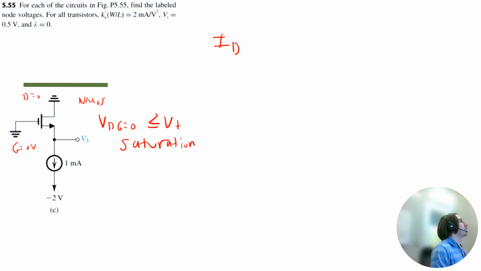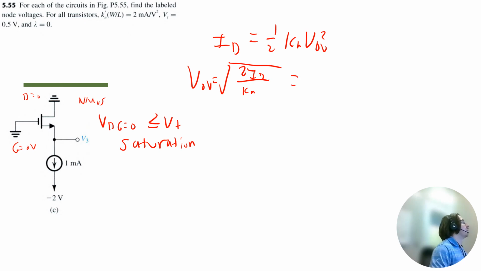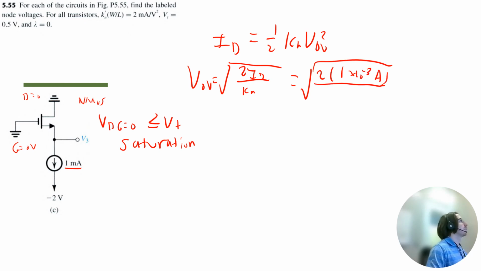So our current equation is 1/2 Kn V overdrive squared. So V overdrive is equal to the square root of 2 times the drain current divided by Kn. This time the current is 1 milliamp, so it's going to be the square root of 2 times 1 times 10 to the negative 3 amps divided by 2 times 10 to the negative 3 amps per volt squared. So I get that V overdrive is equal to 1 volt.